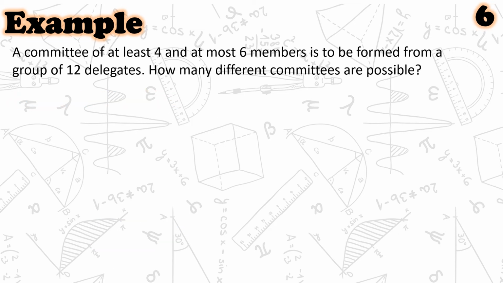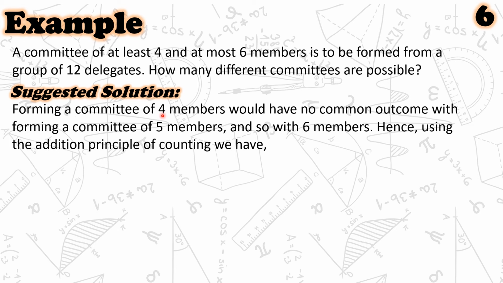Example number 6. A committee of at least 4 and at most 6 members is to be formed from a group of 12 delegates. How many different committees are possible? Here is our suggested solution.